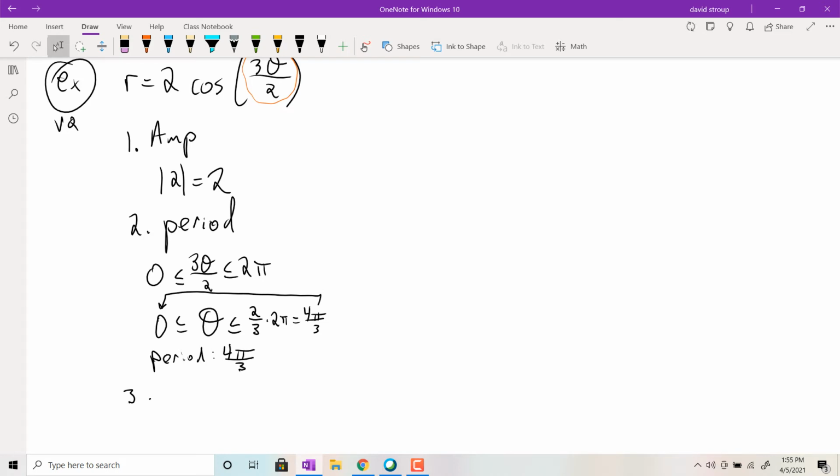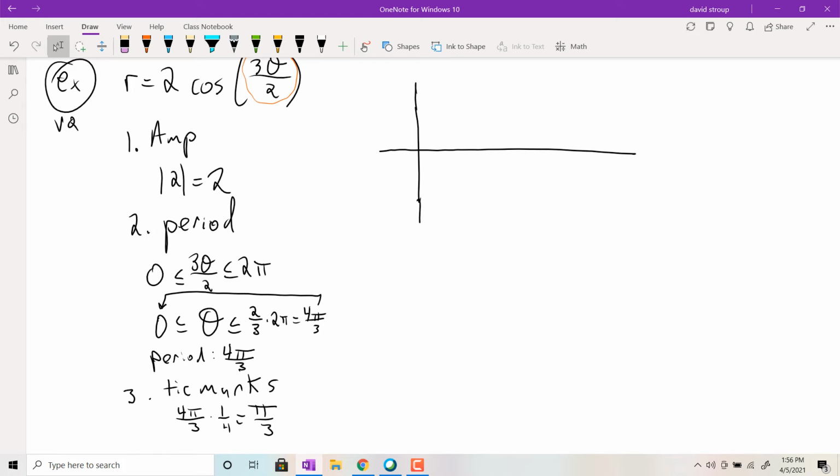And then thirdly, I figure out my tick marks for the plot. What you're doing for the tick marks is just dividing the period by 4. So in this case, 4 pi over 3 divided by 4 would be the same as multiplying by 1/4, so we're going by pi over 3s in our graph. So in the r theta plane, again, you could do a t-table if you want. I'm just going to do a graph, and I'm going to go by pi over 3s.